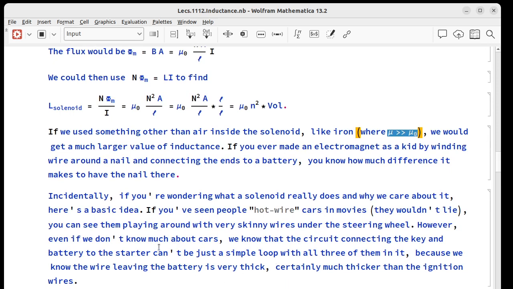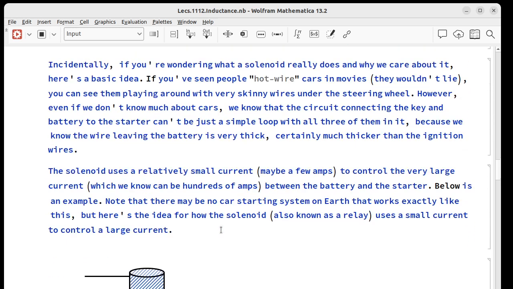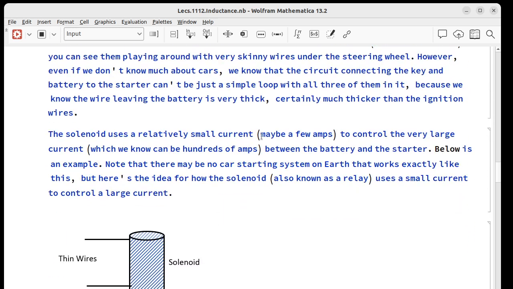Now, if you wonder, what does the solenoid do? Why do we care about it so much? Here's kind of a basic idea. On TV or in movies, if you see people hot wire a car, they're always playing around with wires under the steering wheel, and they're very skinny. Even if we don't know anything about the electrical system of the car, though, we can say that the circuit that connects the key and the battery and the starter can't just be a simple series loop, because we know the wire connecting the battery to the starter is huge, very thick, compared to these skinny little wires on the key side. So what we can do, the solenoid uses a very small current, maybe a few amps, to control the many hundreds of amps of current for the starter.